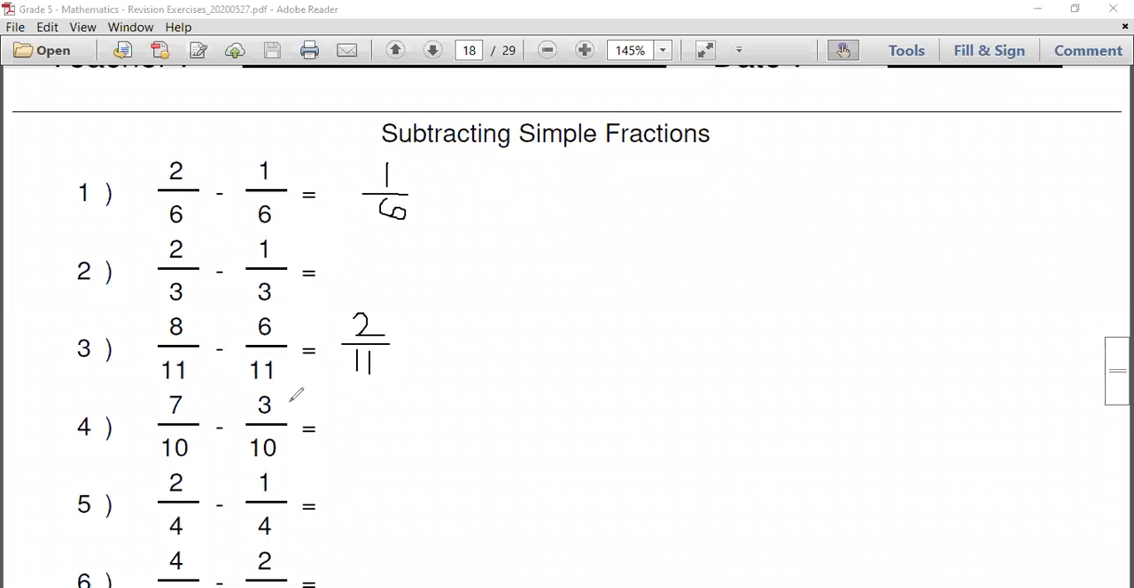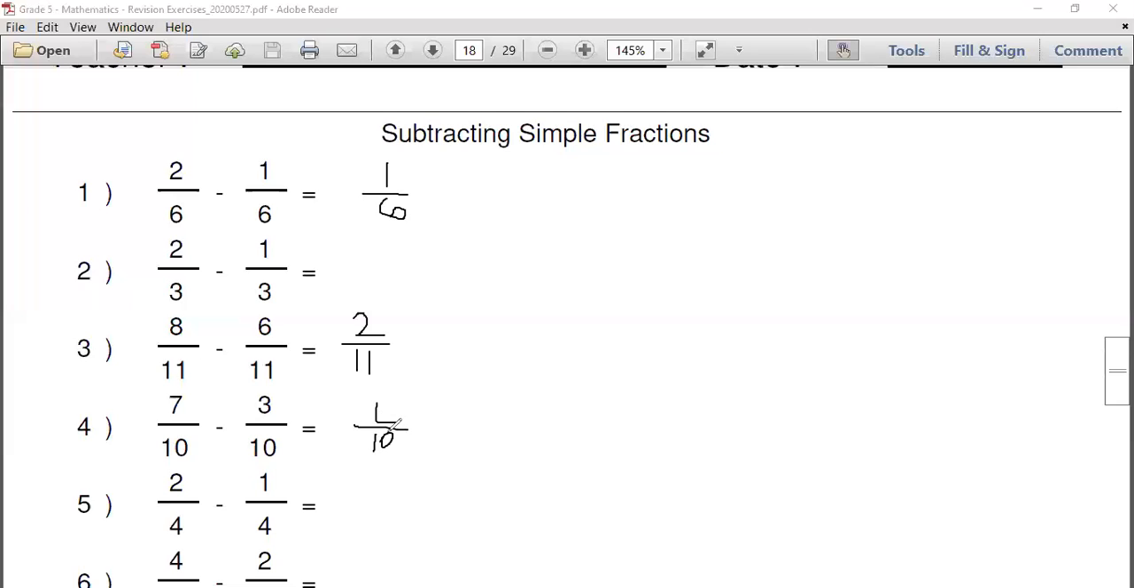Your answer is going to be 5. The numerator is going to be 5 and the denominator is going to be 10. Okay, the denominator is definitely going to be 10. And we are allowed to minus because both denominators are 10. But quickly go back to your numerators. 7 minus 3. Are you sure that's 5? Yeah, it's 5. Okay, quickly hold up 7 fingers, and then take away 3. How many fingers are left? It's 4.